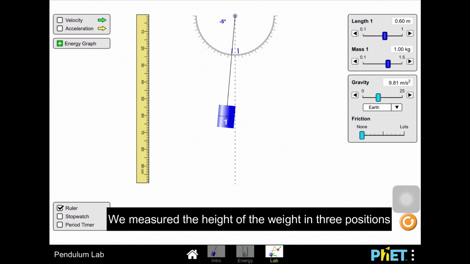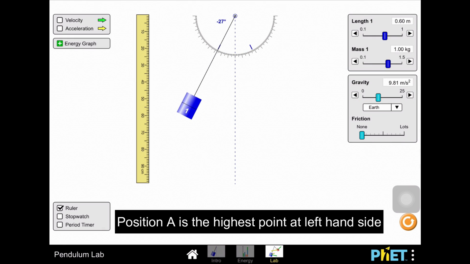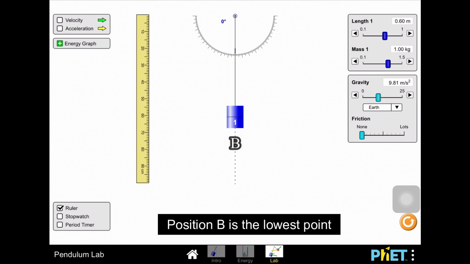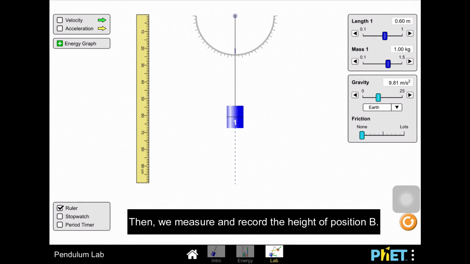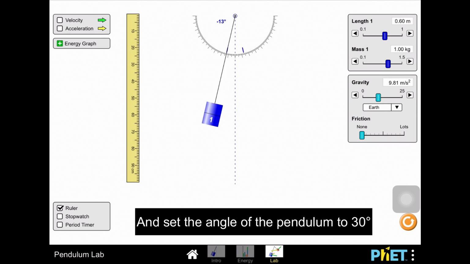We measured the height of the weight in 3 positions. Position A is the highest point at left-hand side. Position B is the lowest point. Position C is the highest point at right-hand side. Then, we measure and record the height of position B, and set the angle of the pendulum to 30 degrees.